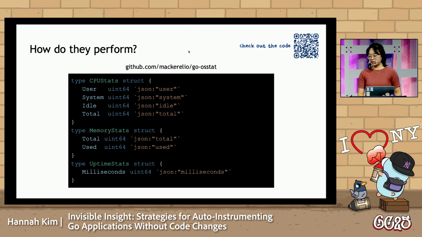And finally, as we all would be happy to know, we also need to know what our system is doing underneath. So I'm using the Go OS stat package to capture some details about our CPU, the memory, and the uptime of our program. And I can see some people are already scanning the QR code. That's just a link to the repo. And if you're interested to see what the setup is like, there's a lot more that I'm not going to cover, but you can go check it out.